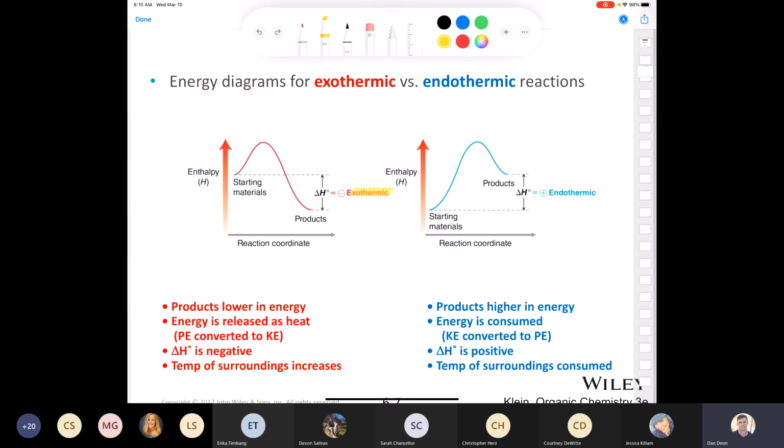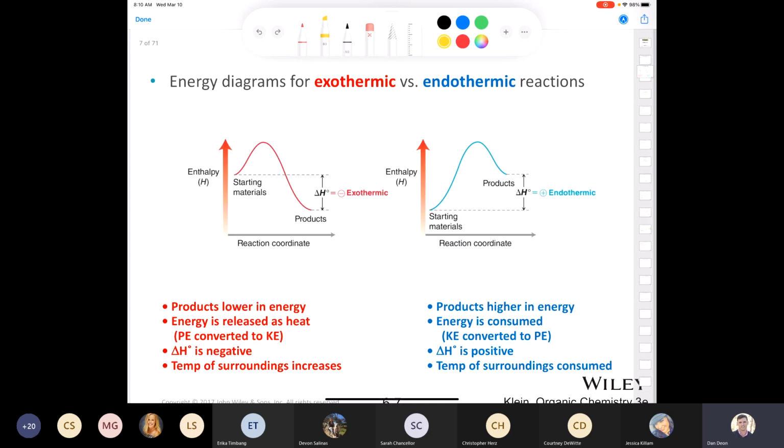And the temperature of the environment or the surroundings is going to increase, right? Because again, heat is being released or formed by the reaction. And in that case, our delta H gets a sign of minus, so it becomes negative. So that's an exothermic reaction. The converse of all of what I just said is true for an endothermic reaction. We see that the products are actually higher in energy than the starting material.